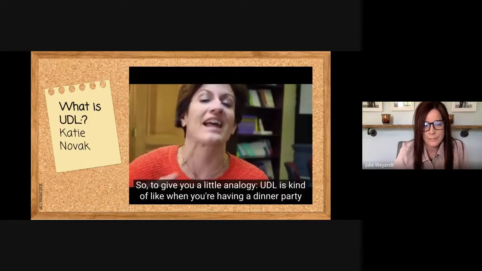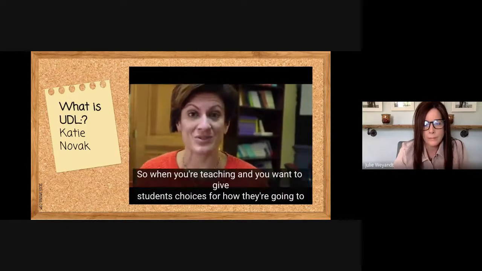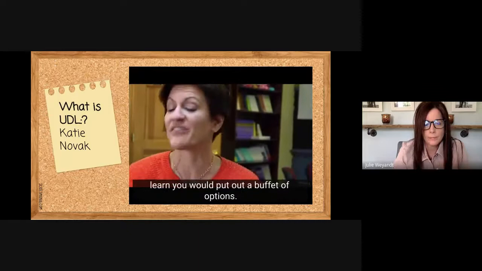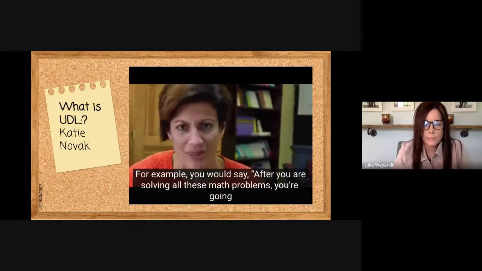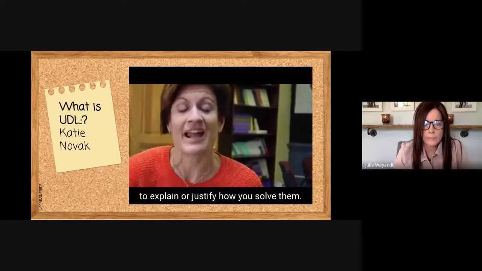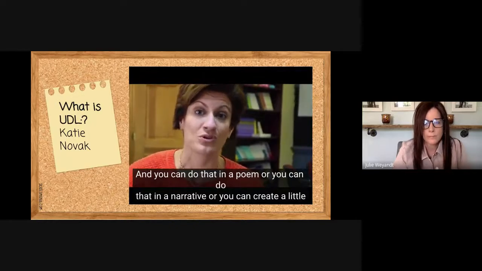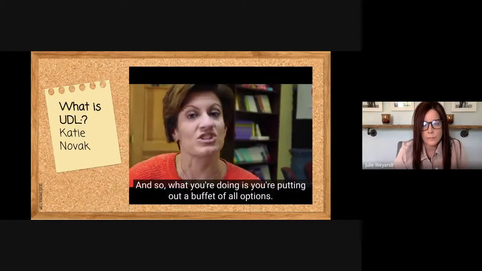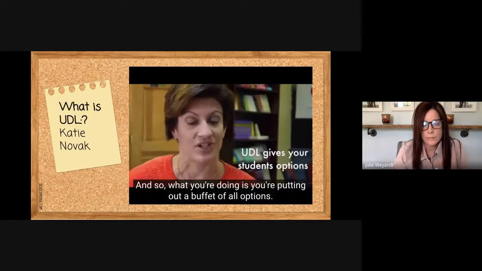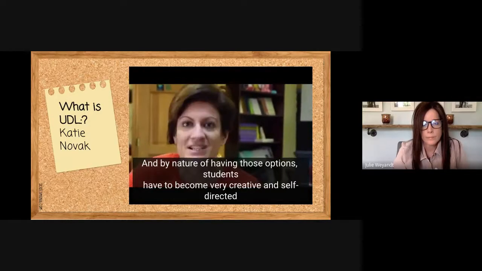And so to give you a little analogy, UDL is kind of like when you're having a dinner party when you put out a buffet. So when you're teaching and you want to give students choices for how they're going to learn, you would put out a buffet of options. For example, you would say, after you are solving all of these math problems, you're going to explain or justify how you solve them. And you can do that in a poem, or you can do that in a narrative, or you can create a little skit, or you can do a poster, and you're going to justify your answer. And so what you're doing is you're putting out a buffet of all options. And by nature of having those options, students have to become very creative and self-directed and choose what's best for them.